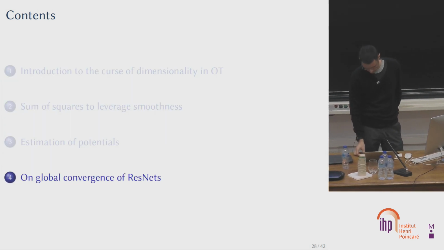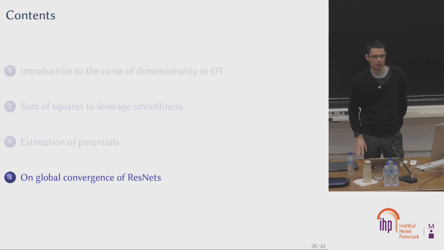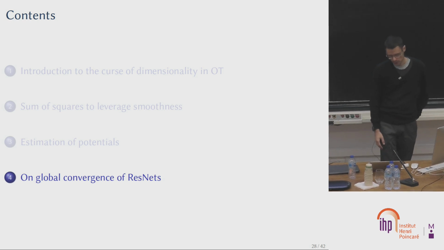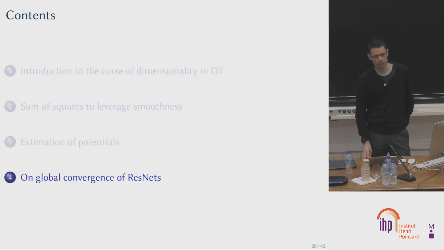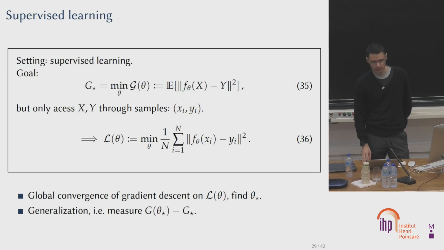Okay. So now I'm going to switch to a second result. The first result was published at COLT, and there is a companion paper which is currently submitted. And now I'm going to present the work of Raphaël Barboni together with Gabriel Peyré. It has been published at NeurIPS this year. And the question we want to address here is the question of global convergence of a particular structure of ResNet.